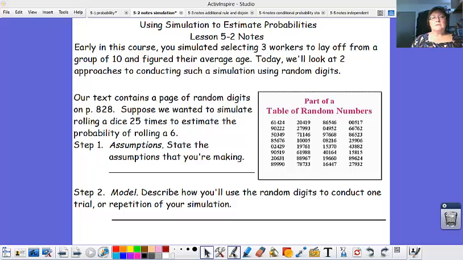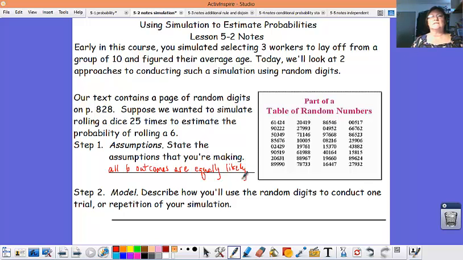So, to begin talking about our simulation, we want to state the assumptions that we're operating under. And if we are using a table of random digits like this to simulate rolling a die, we are assuming that all 6 outcomes are equally likely. That is, we're not using a loaded die. Ours is fair, and each one is as likely to come up as the other. So all 6 equally likely.